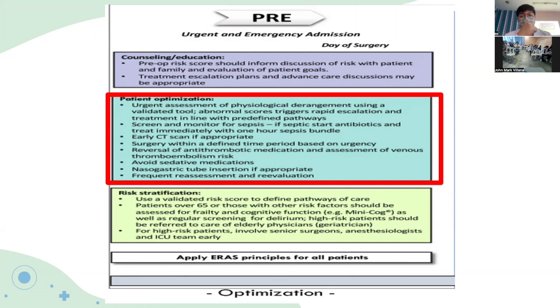Next, we have the sedative medications. This should be avoided pre-operatively to avoid the risk of microaspiration, hypoventilation, and the addition of benzodiazepines or other sedative agents compounds this risk. This should be avoided and can increase the risk of post-operative delirium in older patients.